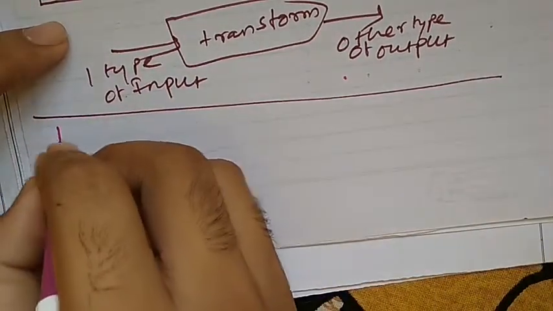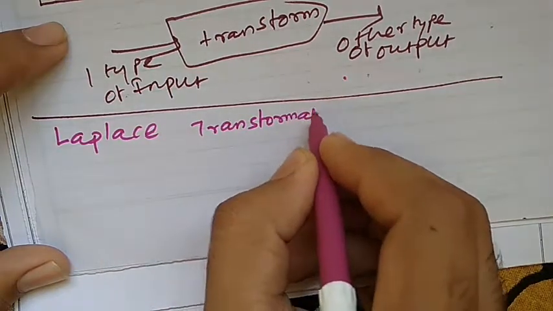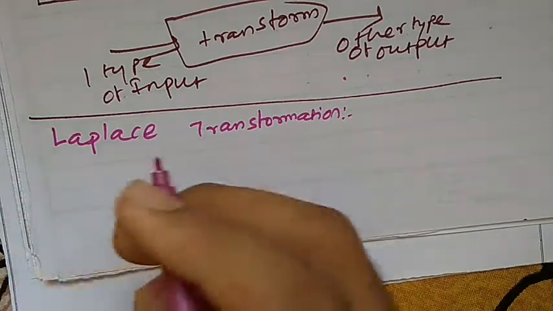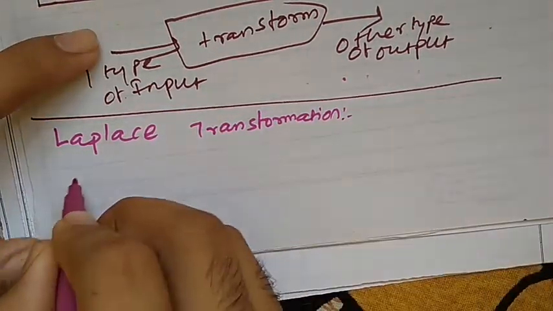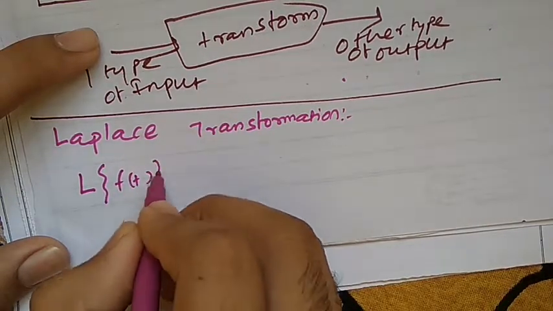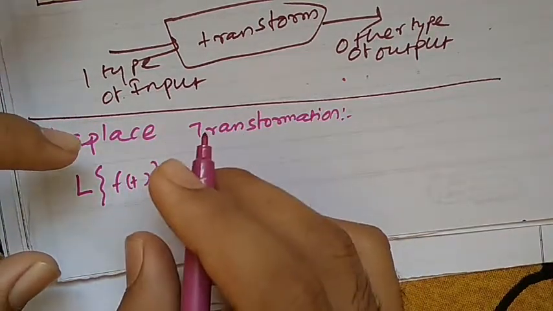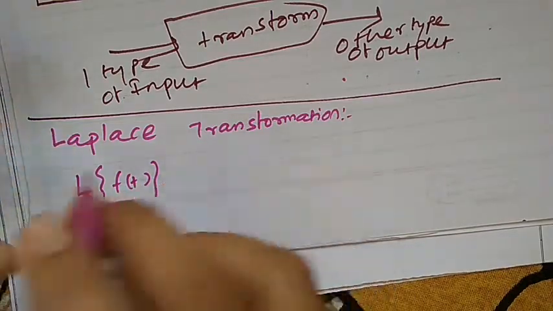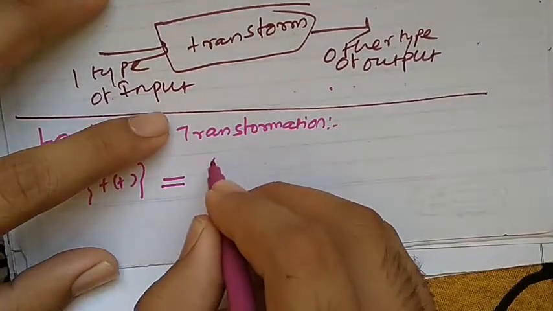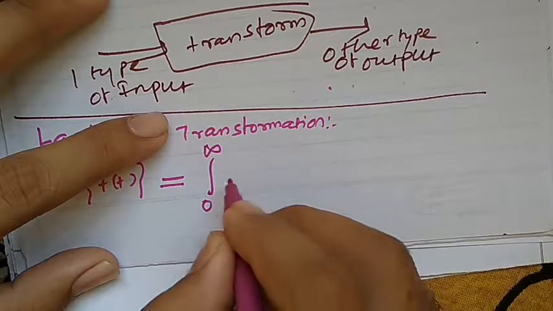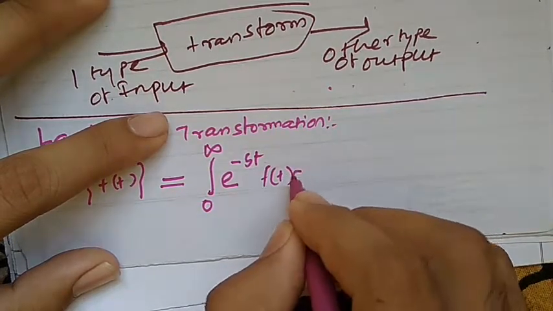Coming to the topic, what is Laplace transform? Actually, this is a transformation given by the mathematician Laplace. The transformation works in this process. L of f of t means we have a function f of t, where the variable is t and the function is f. If we calculate the Laplace transform of this function, it will be equal to the integration from 0 to infinity of e to the power minus st f of t dt.